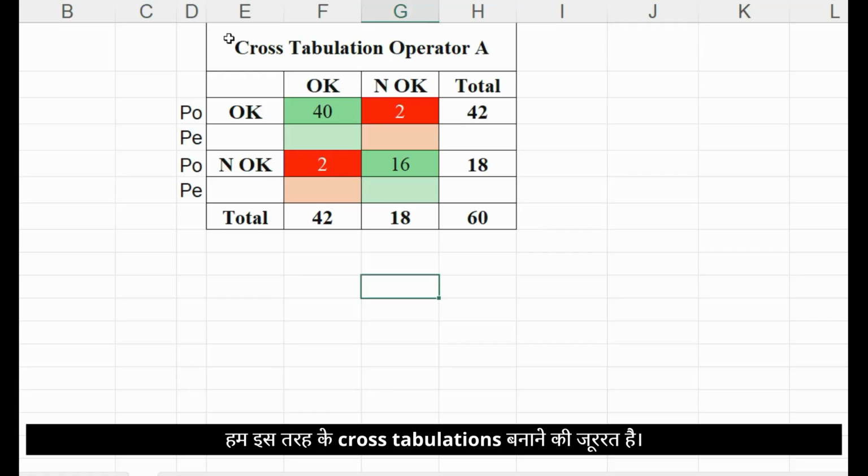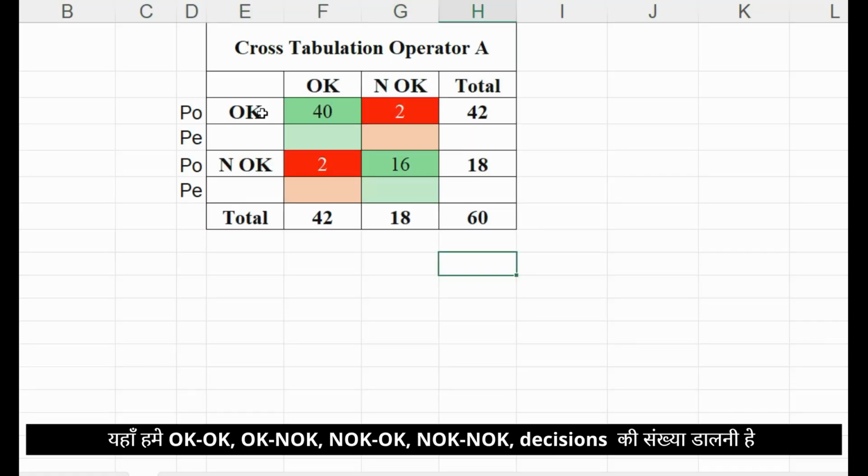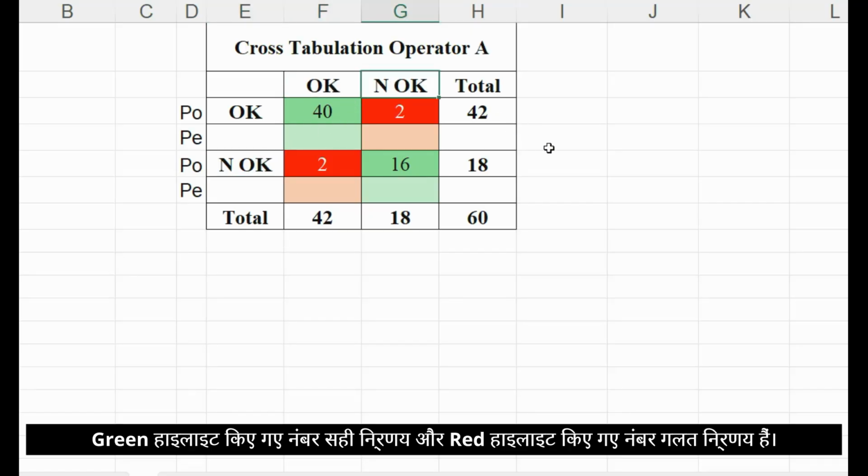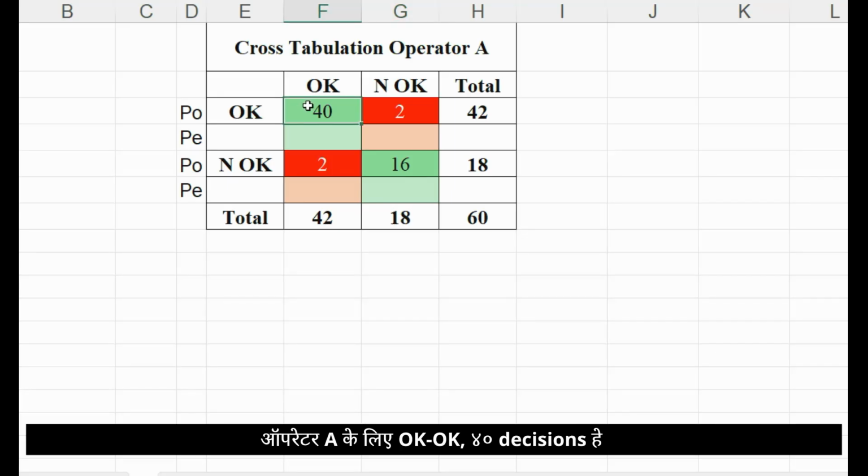We need to make such type of table where we have to give OK to OK decisions, OK to not OK decisions, not OK to OK decisions, and not OK to not OK decisions. Green highlighted numbers are correct decisions and red highlighted numbers are wrong decisions. We know for operator A, OK to OK are the 40 cases, OK to not OK are the 2 cases, not OK to OK are the 2 cases, and not OK to not OK are the 16 cases.